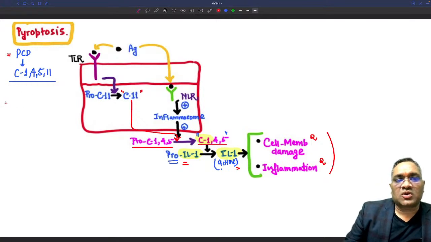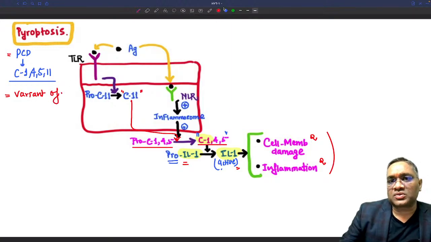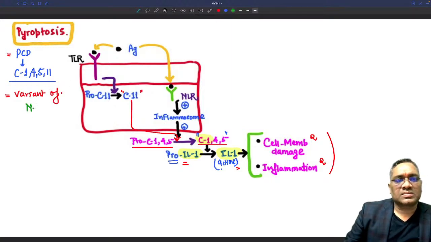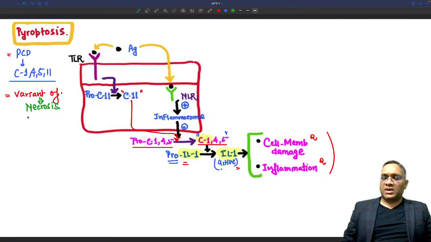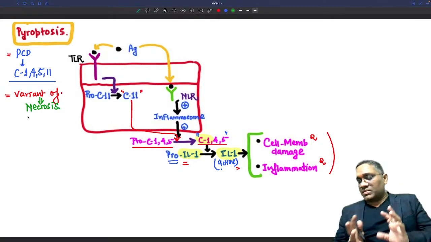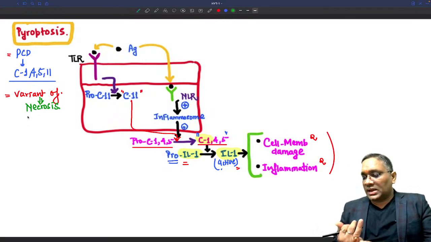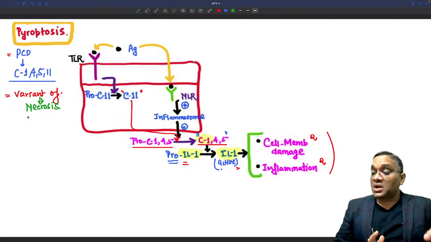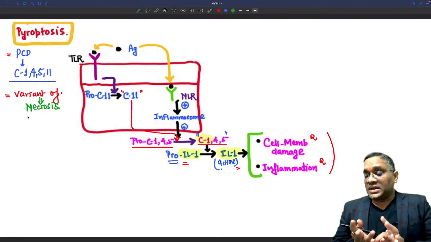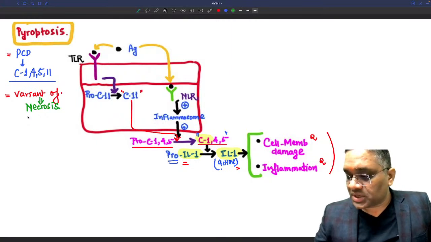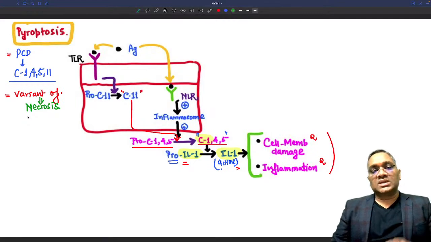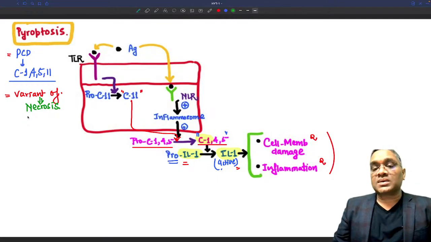So we will say that pyroptosis is also a variant of apoptosis or a variant of necrosis. Now understood? So it is also a variant of necrosis, right? So now you understood this point. Please remember two important things I said. MLKL is the new point which is associated with necroptosis, and caspase 1, 4, 5 and 11 is associated with pyroptosis, right? So these are the important things for these questions. These updates you keep in your mind. Examiner may ask some question from here.